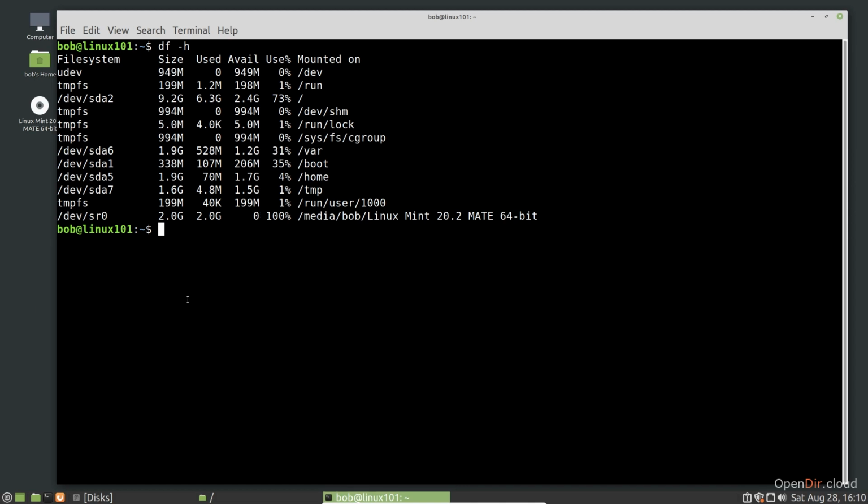Notice that since the DVD is read-only, there isn't any available space on the partition. Another command that can be useful is the du command. It displays the disk usage of files or directories on the disk. I frequently use it to see how much disk space a given directory uses. Let's use it to see how big the home directory is. The -s option tells du to summarize the total disk usage of the directory instead of listing the usage of each file and subdirectory. The -h option outputs the format to use human readable units. As we can see, Bob's home directory currently uses 64 megabytes of storage.